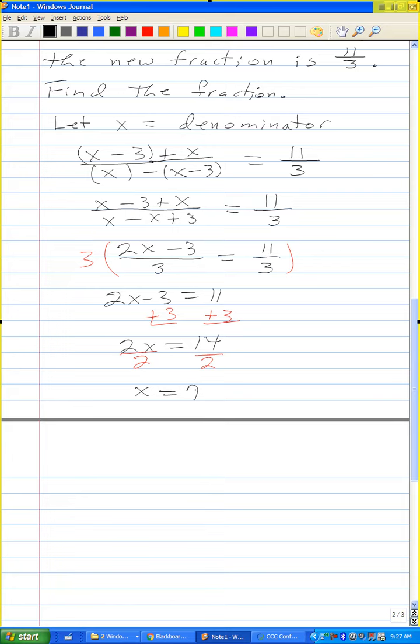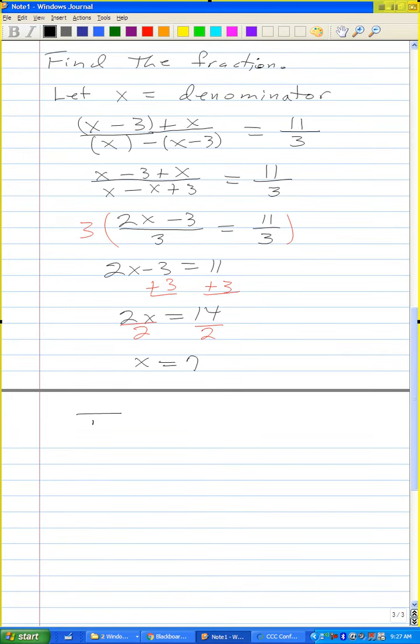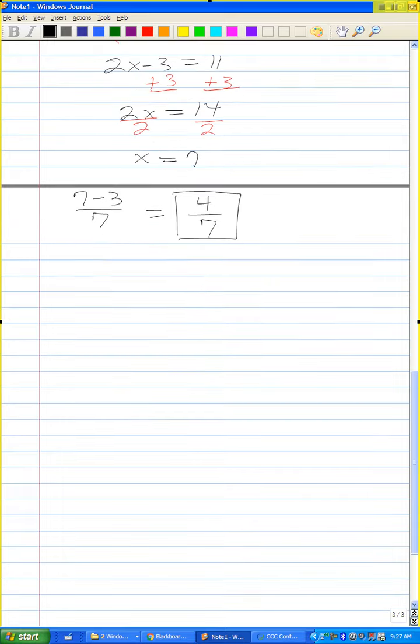And so the denominator is 7, and the numerator is 3 less than the denominator, so I have 4 over 7. Indeed, the numerator is 3 less than the denominator. If you add the numerator and denominator, you get 11 for the numerator. If you subtract the numerator from the denominator, 7 minus 4 is 3, you get 11 over 3. Yes, okay, good. So that's a correct answer.